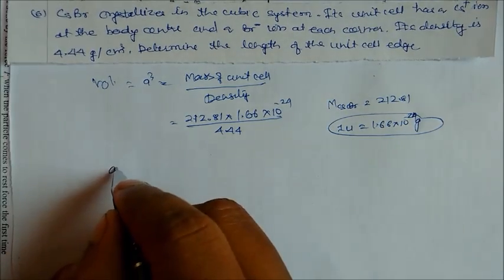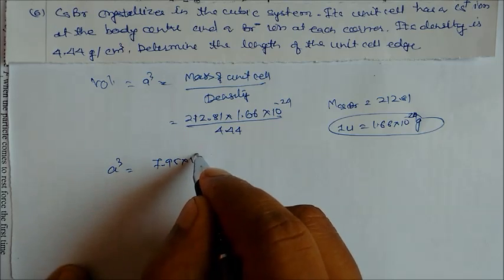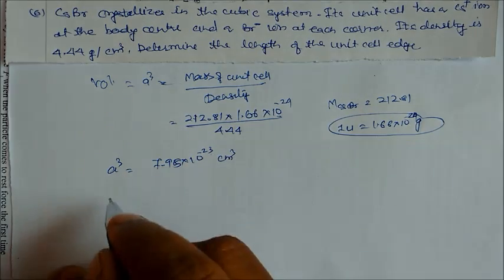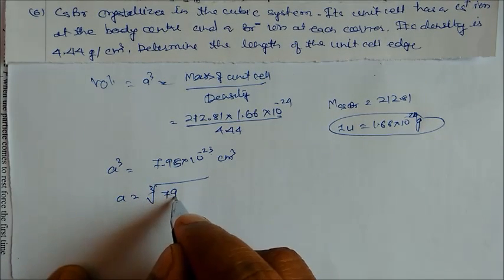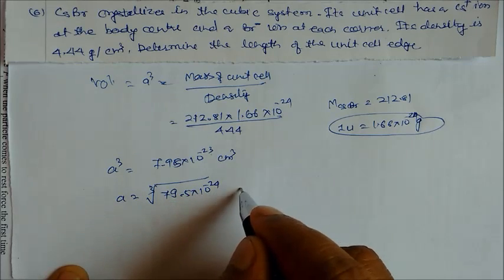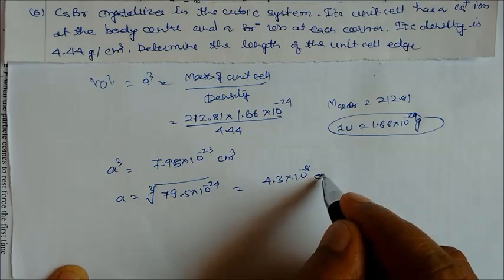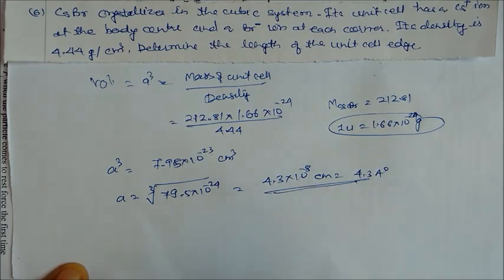So here a cube will be how much? 7.95 into 10 power minus 23 centimeter cube. So a will be the cube root of 79.5 into 10 power minus 24. So you will get the answer 4.3 into 10 power minus 8 centimeter, or we can say 4.3 angstrom. So this is our answer.